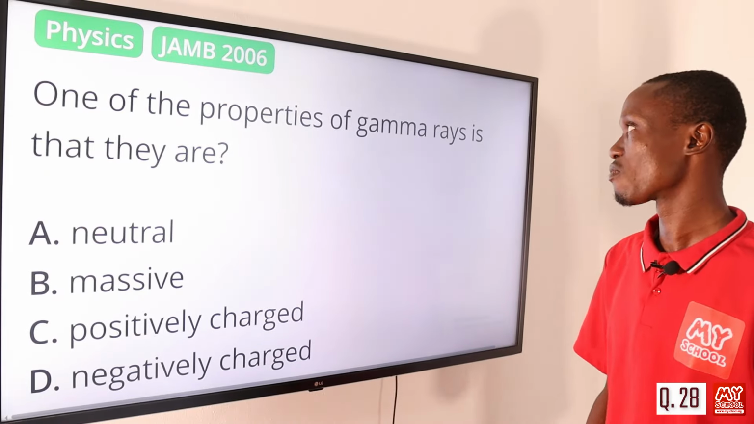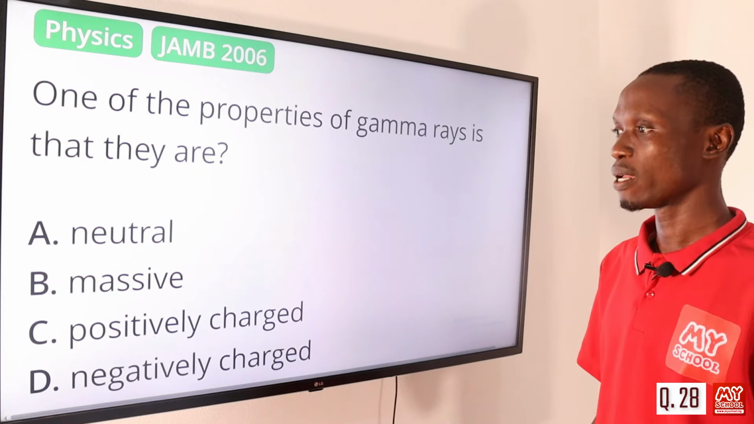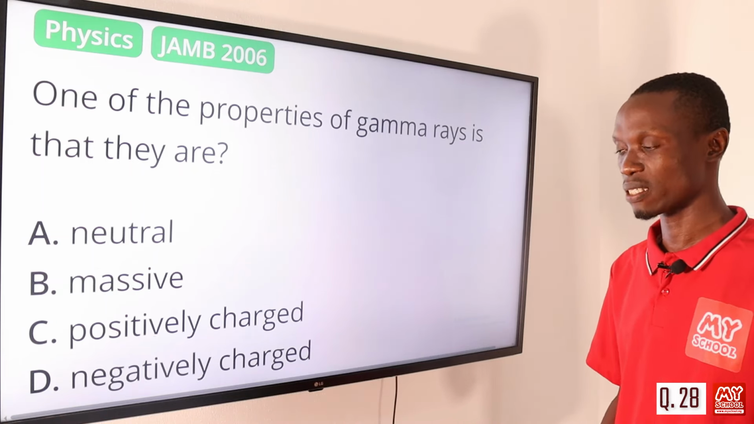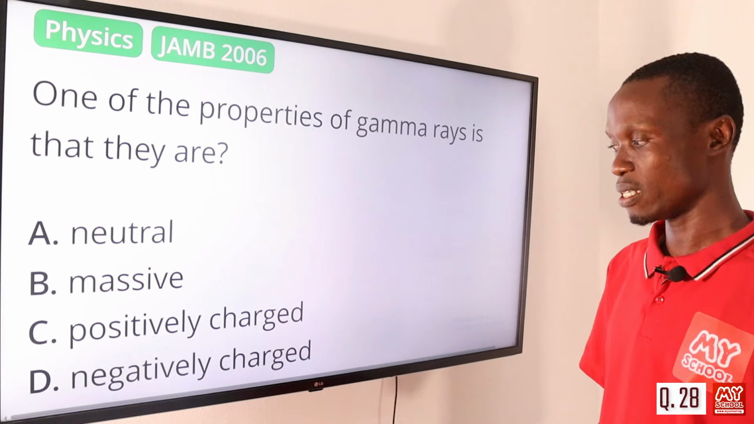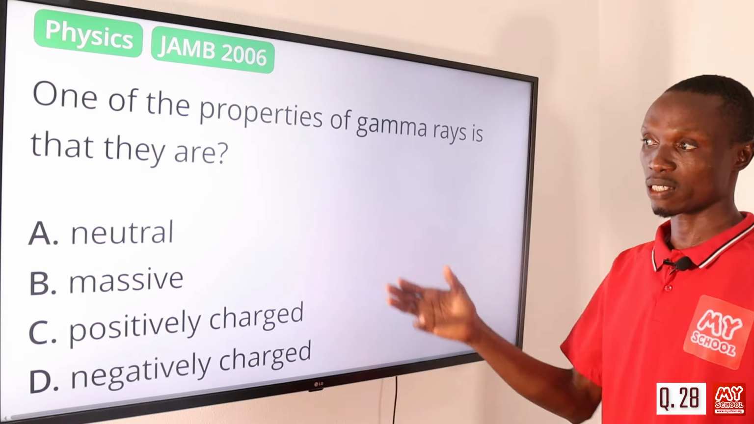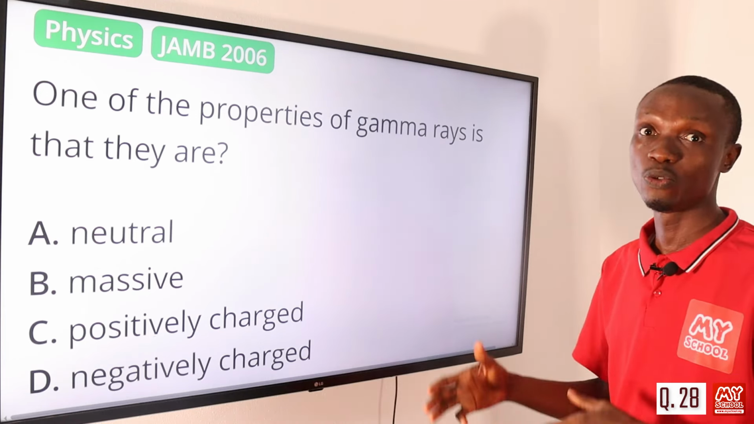Question 28. One of the properties of gamma rays is that they are A. Neutral, B. Massive, C. Positively charged, and D. Negatively charged. So the answer to this question is option A, neutral.